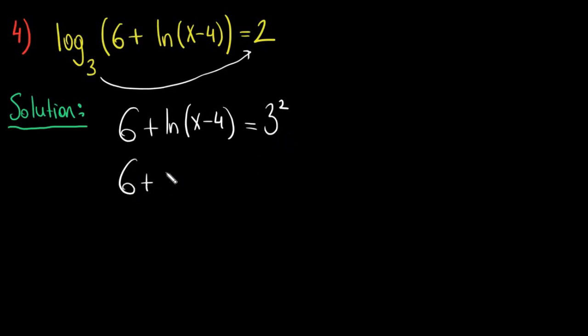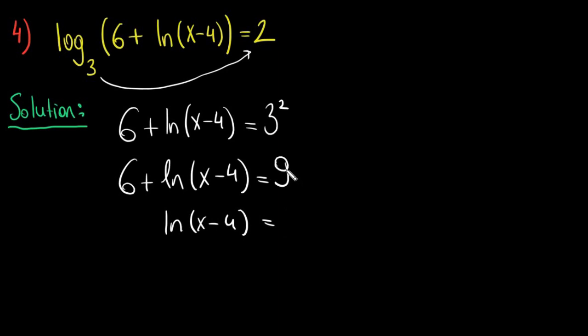So 6 plus ln(x minus 4) is equal to 9. Then we can subtract 6 from both sides. So ln(x minus 4) is going to be 9 minus 6. 9 minus 6 is equal to 3. So that's ln(x minus 4). ln is actually log base e, right? I'm going to write log base e. So log base e of (x minus 4) is equal to 3.